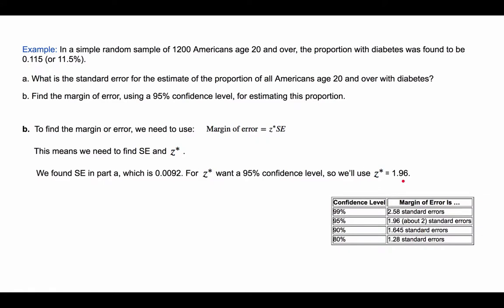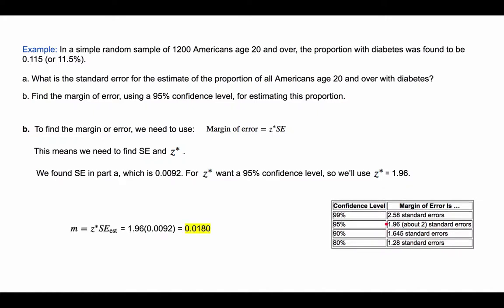How do I know? I go to this table in the book, and it tells us what z star we should use for various confidence levels. So we're told 95% confidence level, we go to 95% here, and then we go over and we use 1.96. Now, you can also use 2, but I'm pretty sure for most of the online homework, it assumes you're using 1.96. So I would try it with that.